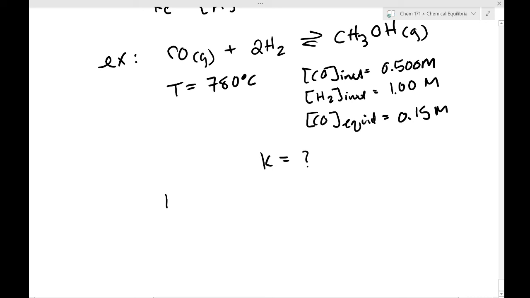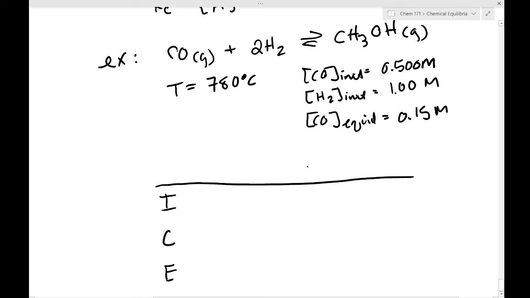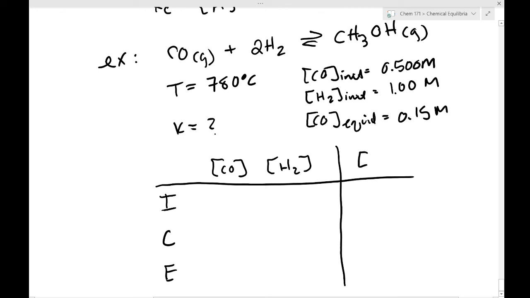Let's write out our ICE table again. ICE, and sometimes it's useful to write a little line here and then show the concentrations of the reactants, and then separate out the reactants from the products with a line again. And we have methanol here. Okay. If we look at the initial concentration of CO, it's 0.500 molar, H2 is 1.00 molar, and methanol is 0.00 molar.